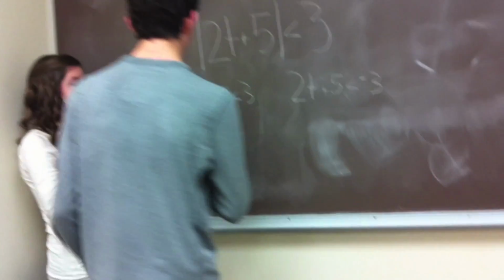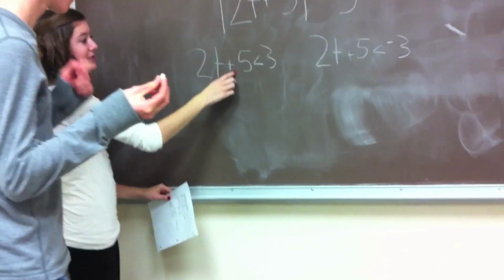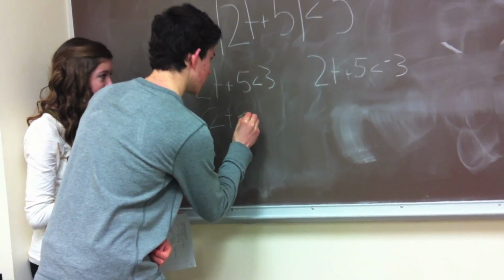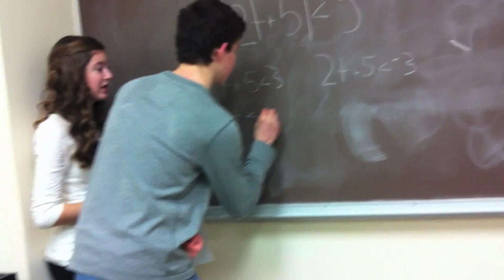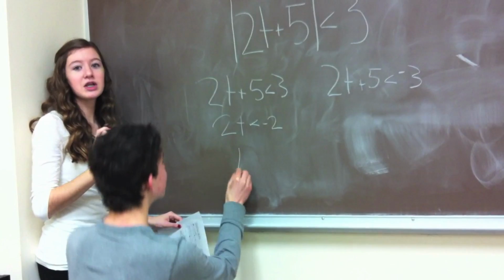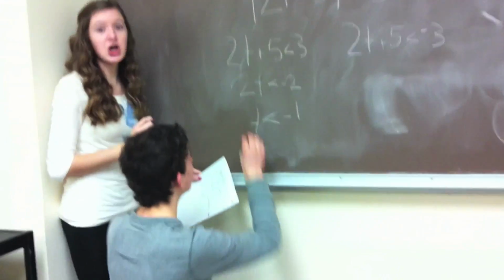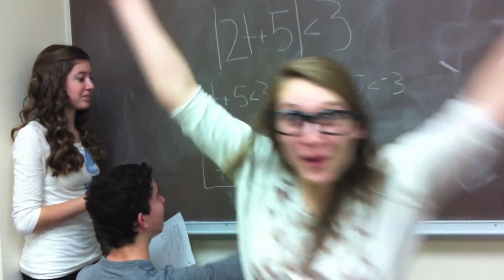Willie, would you like to come up and solve this one? Okay, so how do I do this? So now you would subtract 5. Okay, so 2t is less than negative 2. Yes. And then t is less than negative 1. Yes, you solve it like a normal equation.